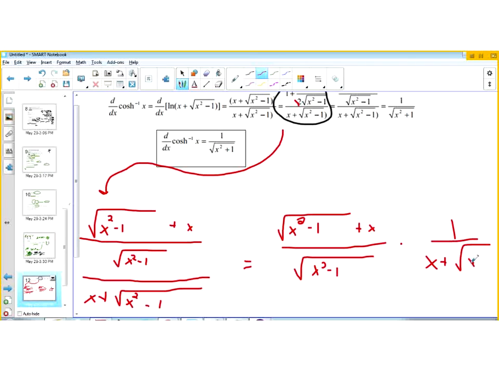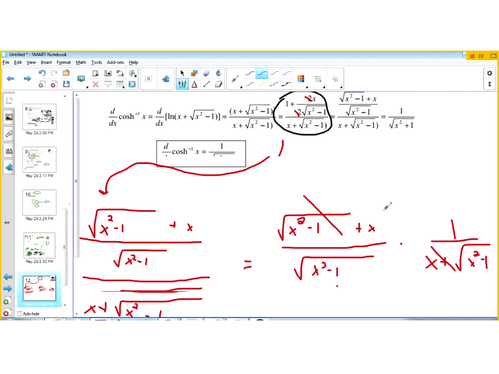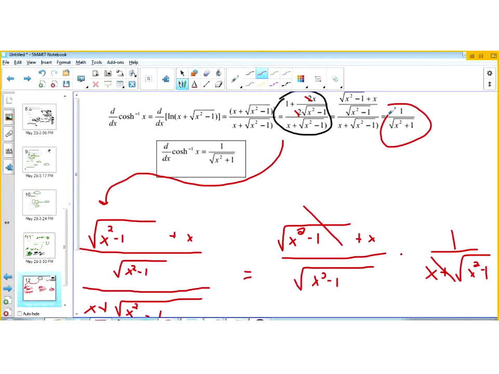Okay, so like so. And then in this multiplication, those two terms will cancel out, and then you're left with this result. Okay, so there you go. So there's the derivative of the inverse hyperbolic cosine function.